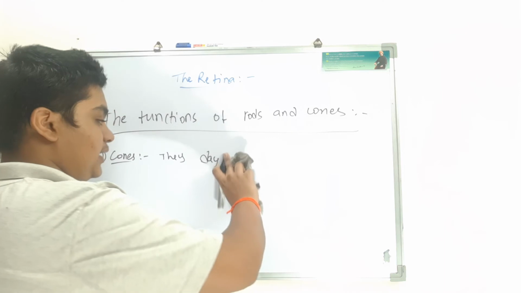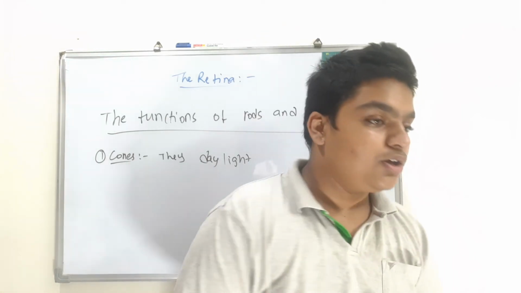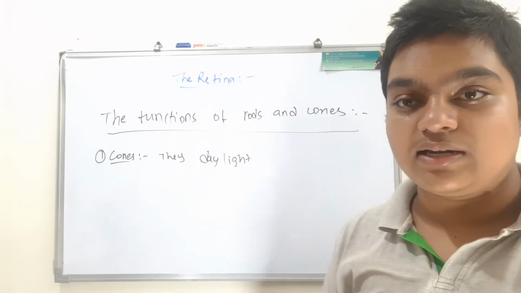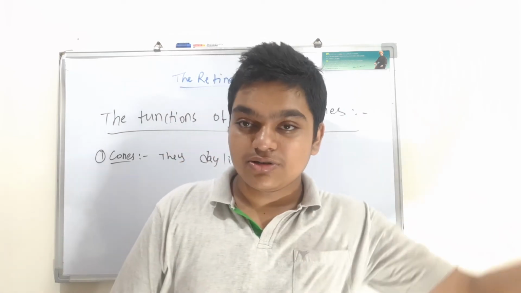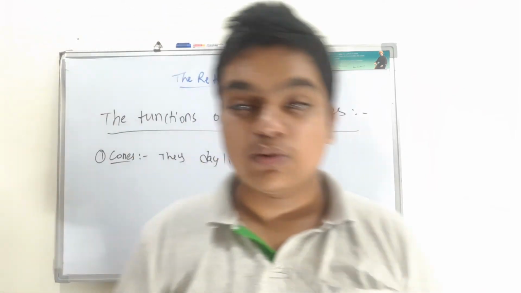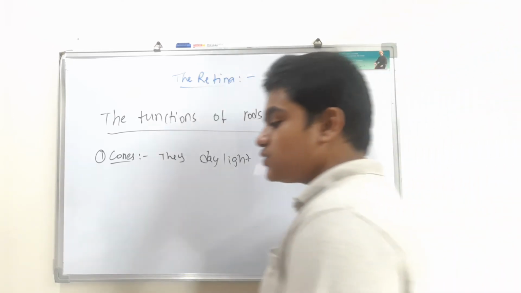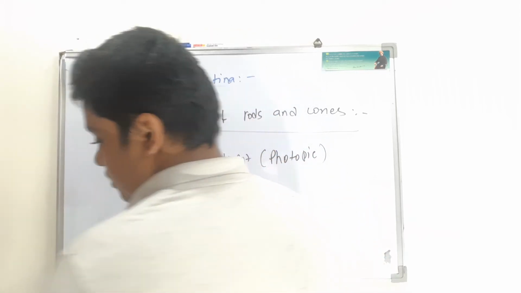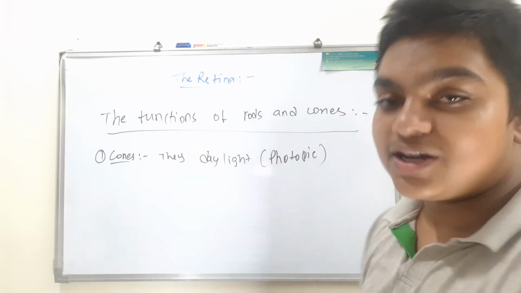Means when there is light, these cones work. If the light is some red color, some blue color, some green color, different types of colors of light enter into our eye. So those colors of light are sensed by these cones. They sense the daylight, and that is why they are called photopic. Vision and color vision are sensed by cones; these are the functions of cones.